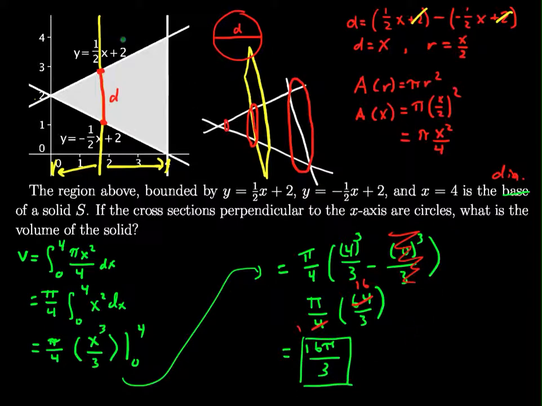Which is my final answer. And I can actually check, if we look at this, we have a radius of 2, a height of 4, 1/3 pi r squared h, so 1/3 times pi times 2 squared, which is 4, times h, 16 pi over 3. We do get the right answer.